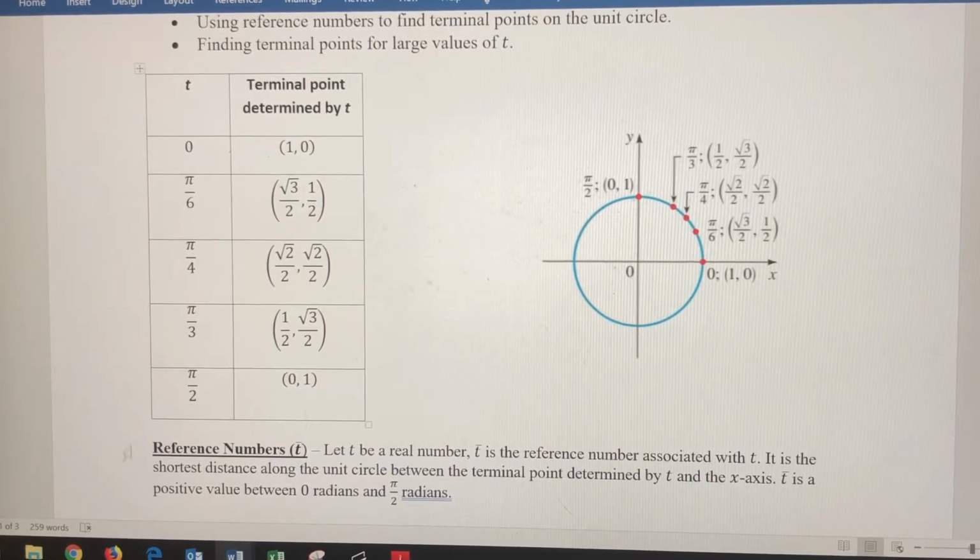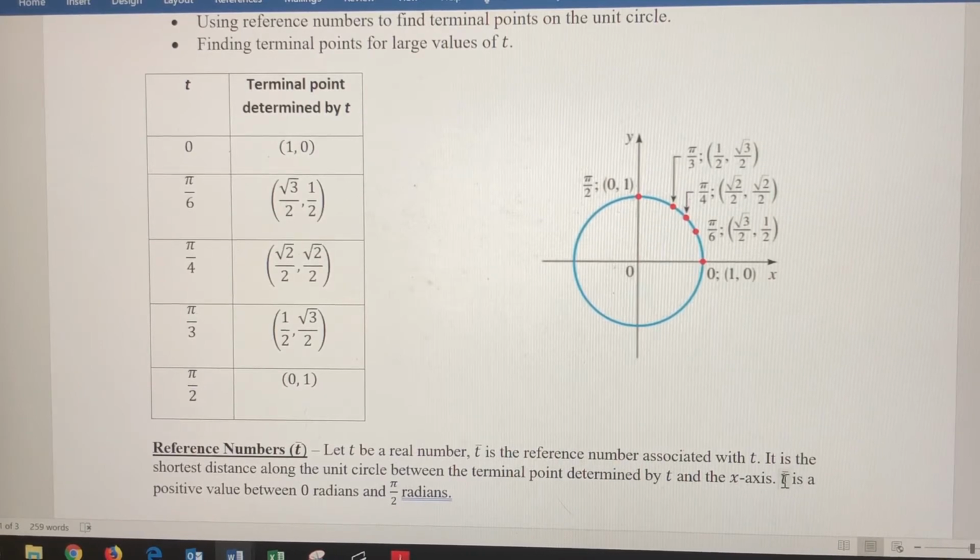Now, in order to do that, we're going to use what we call reference numbers, okay? And this symbol is read as T bar, okay? There's a little bar over the T there, so we call it T bar. So if our real number T, our distance we're traveling on the unit circle, is a real number, T bar is going to be the reference number that's associated with that, okay? And it's going to be the shortest distance along the unit circle between the terminal point, okay, determined by T, and the x-axis, okay? So we're going to figure out the shortest distance from wherever the terminal point may be back to the x-axis. Okay, and we're going to call that a reference number, also known as T bar.